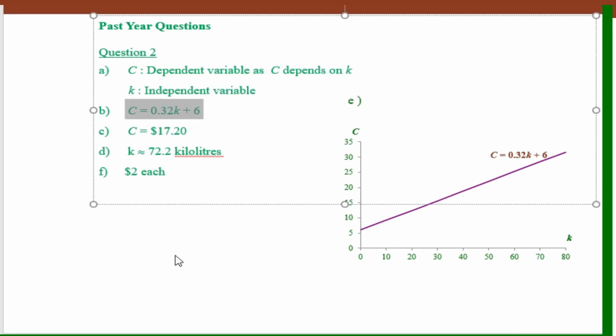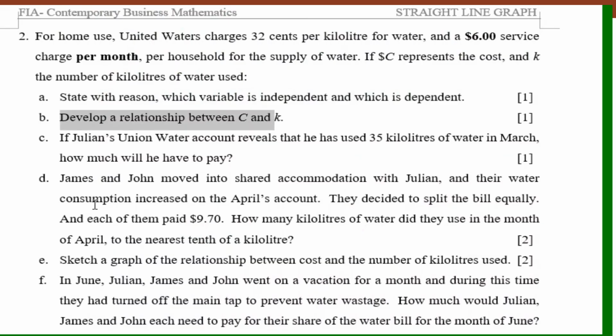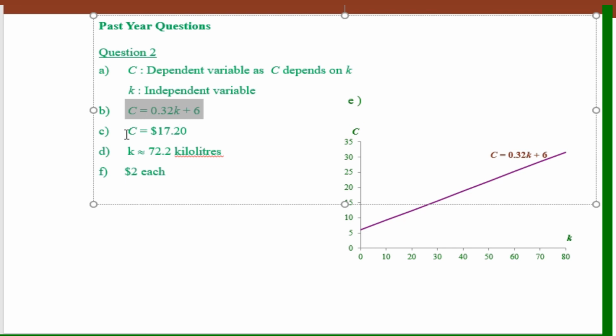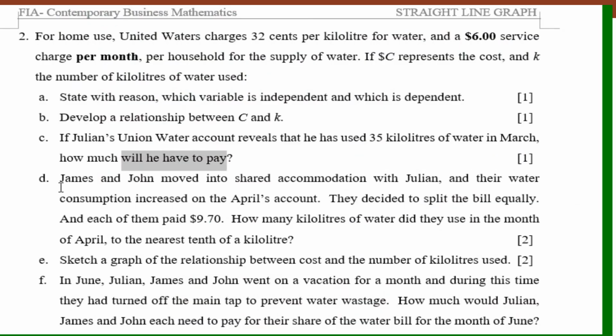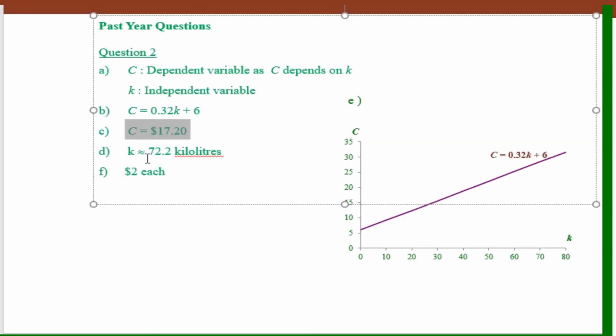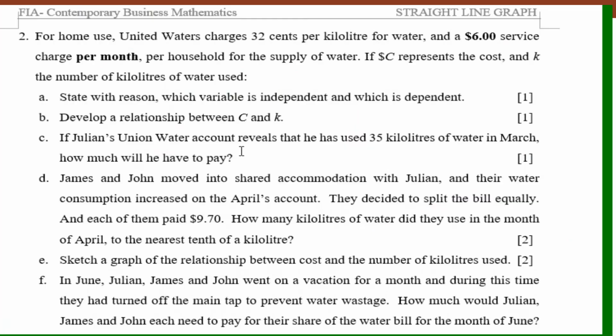Develop a relationship, that is your y equals mx plus c line. C equals 0.32k plus 6. He used 35 kiloliters. How much will he have to pay? You put 35 into this equation, you will get $17.2. Don't forget units. They move into a joint, and they decided to split the bill. So each of them paid $9.70. So your cost will be $9.70 times 2. Substitute into the equation and find the number of kiloliters they used.